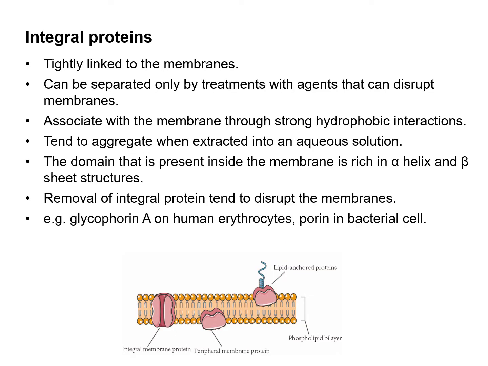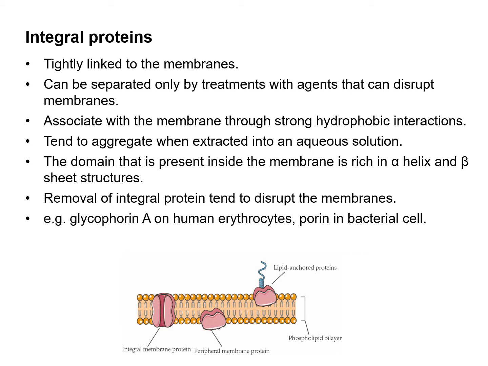Membrane proteins have several types, and the first one that we'll discuss is integral proteins, which are basically embedded in the middle of this membrane lipid bilayer. So they are tightly linked to the membranes, and they can be separated from the membrane only by the treatment with agents that can disrupt the membranes, such as detergents. And they associate with the membrane through strong hydrophobic interactions through the hydrophobic amino acid side chains that are located in the mid region of these proteins. And they tend to aggregate when extracted into aqueous solutions such as water because of the hydrophobic effect that we already discussed in the water section.